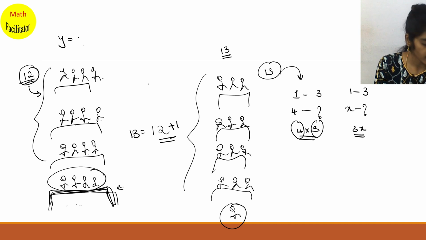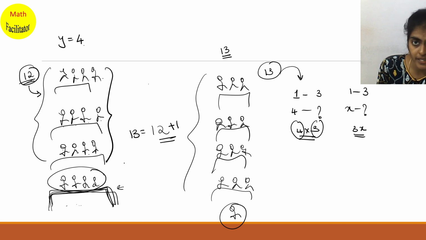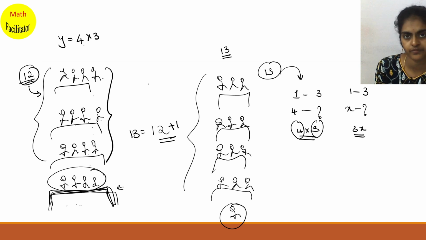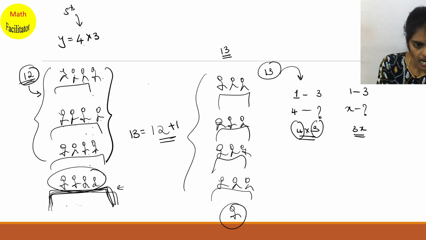I have 4 into, see, in each bench I have 4 students sitting, right? And how many benches do we have in total, beta? We have 1, 2, 3 benches. In each bench 4 students are sitting. This is the number of students, and I have a total of 3 benches. This is the number of benches.